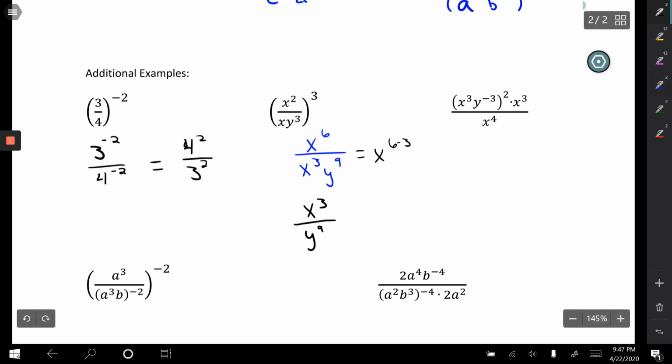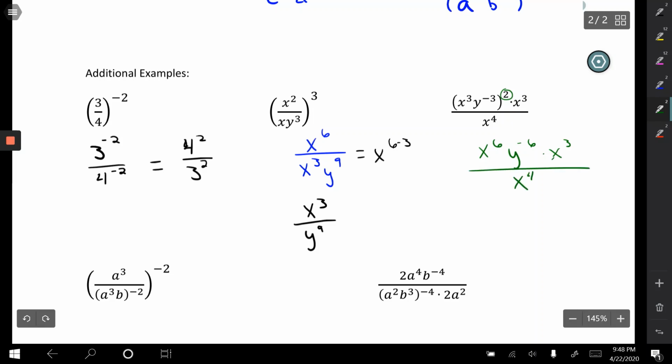Let's take a look at this next one. I've got that exponent on the outside, so I need to remember to multiply it with the exponents on the inside. That gives me x to the 6. 3 times 2 is 6. Negative 3 times 2 gives me negative 6. And there's that y to the 3rd still on the outside. And I still have x to the 4th.